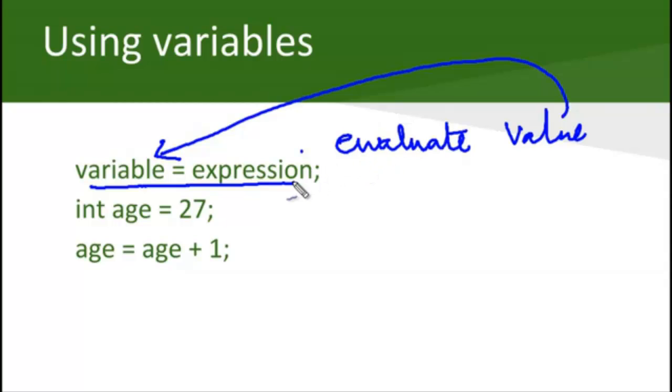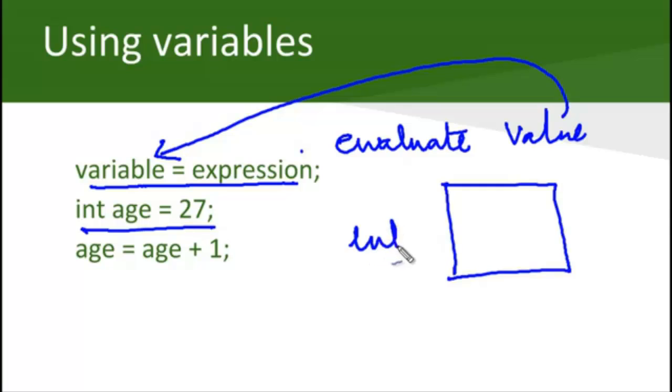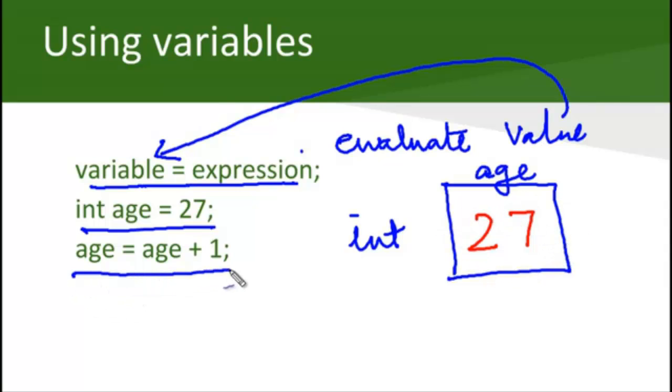So the value of the expression will be assigned to the variable. For example, when we have int age is equals to 27, as we discussed in the previous example, the type of the variable is integer, age is the name of the variable, and it will have a value 27. Now, in the first slide we saw that because it is called a variable, the values which are stored can be changed. So understand this statement. This is an expression. Always look at the right hand side first, evaluate it and then assign it to the left hand side.